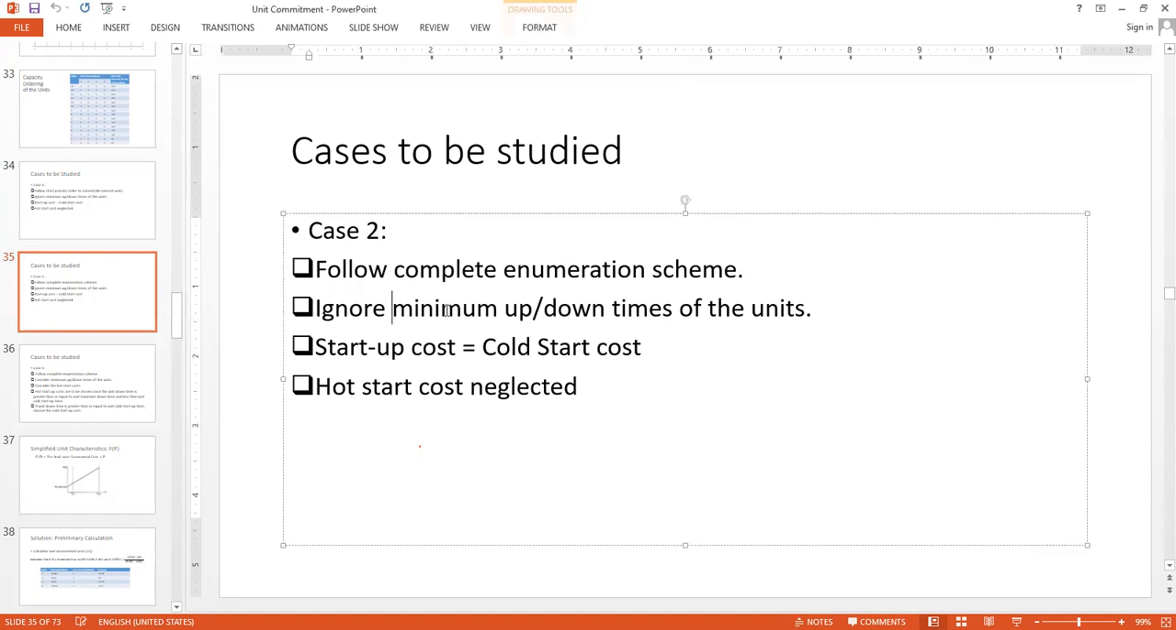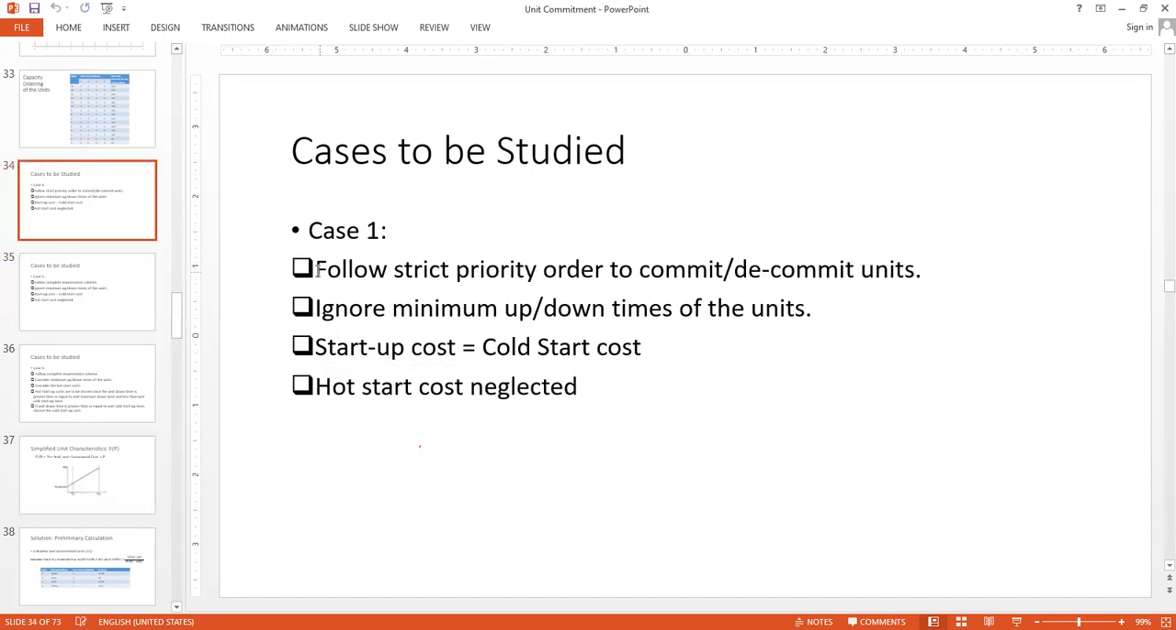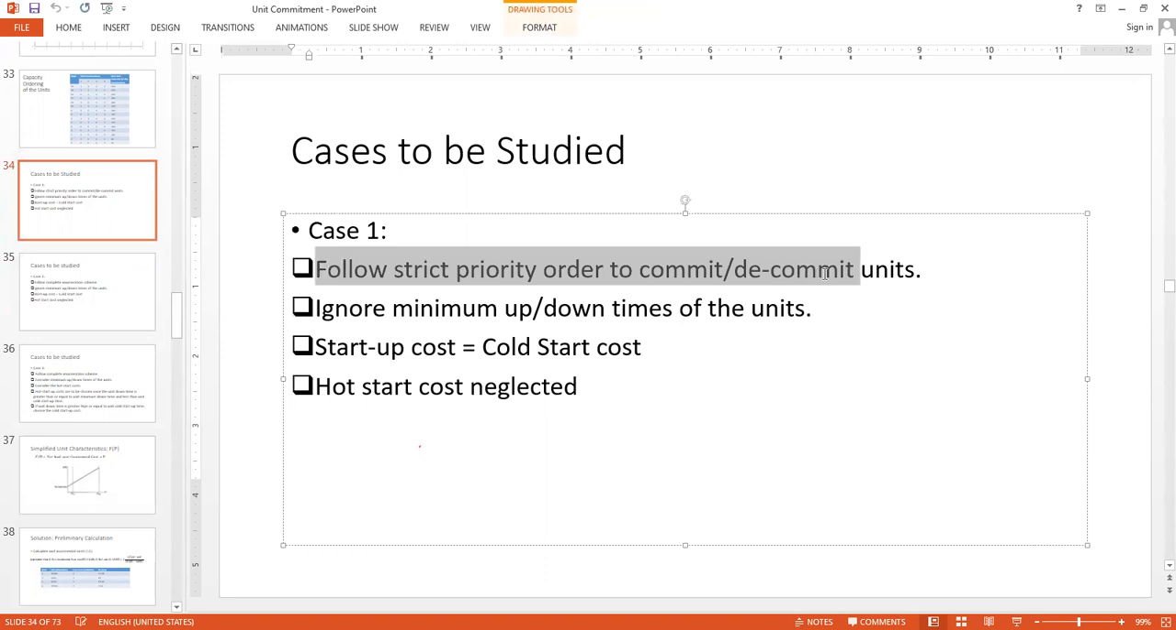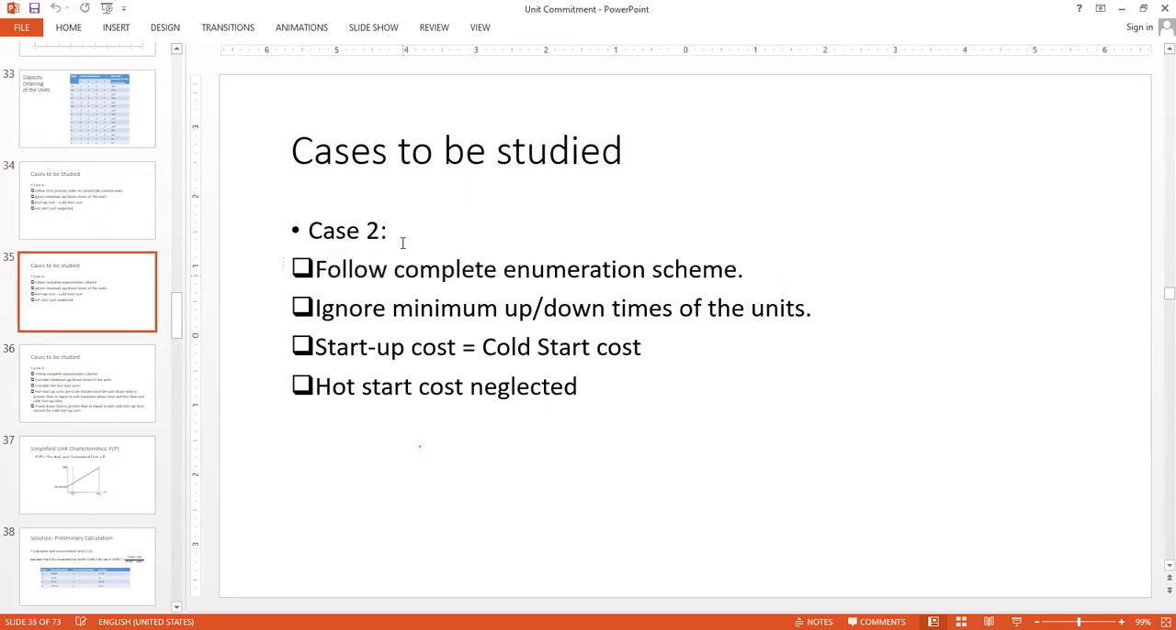Again, this is the same as case number 1, this is the same as case number 1, and this is the same as case number 1. So the difference between case number 2 and case number 1 is only in the first point. Here in case number 1, we follow the priority ordering, but in case number 2, we are following a different scheme, that is the complete enumeration scheme. All the available states will have a chance to play. Okay, we'll have a chance to get selected.